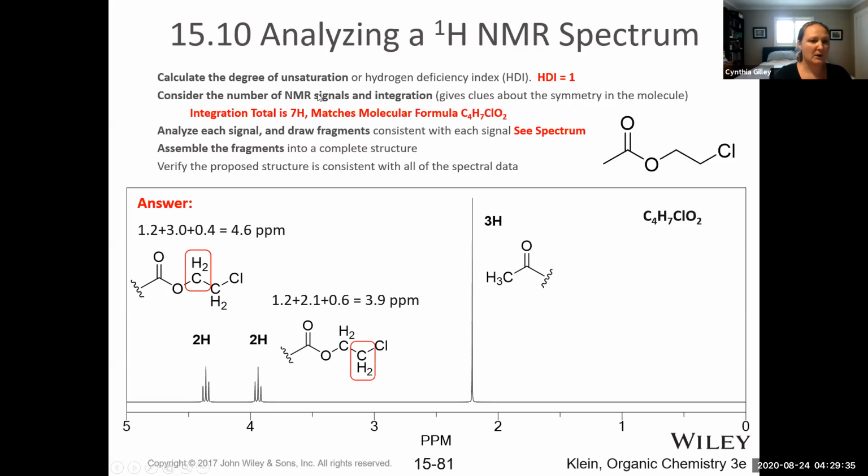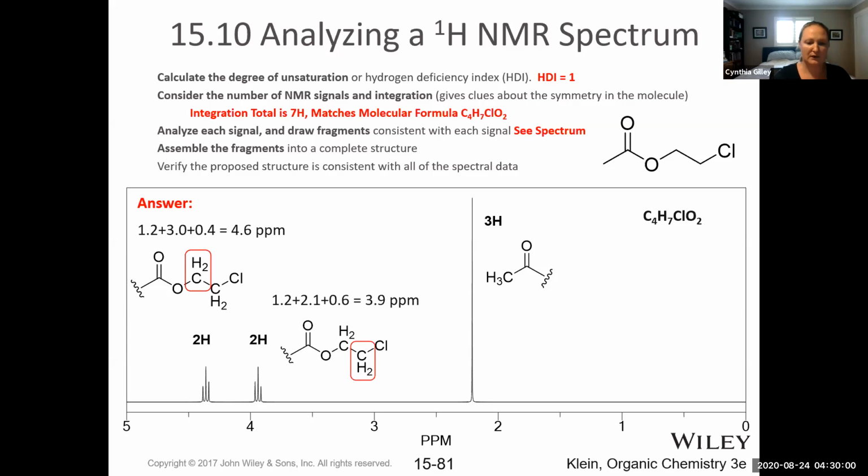And then I want to consider the number of signals and integration and see if it matches the formula. So I'll count up the integration, right? 2, 4, 7, and it does match the number of hydrogens. So I don't need to worry about any more multiplication of the integration signals. Next, analyze each signal and draw fragments consistent with the signal.